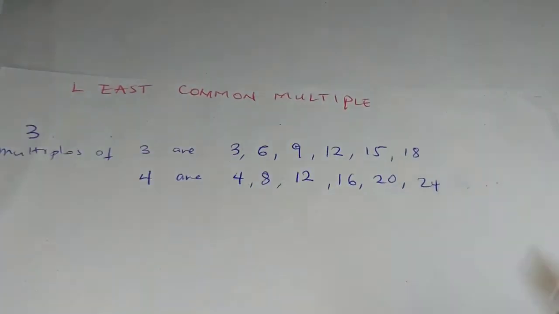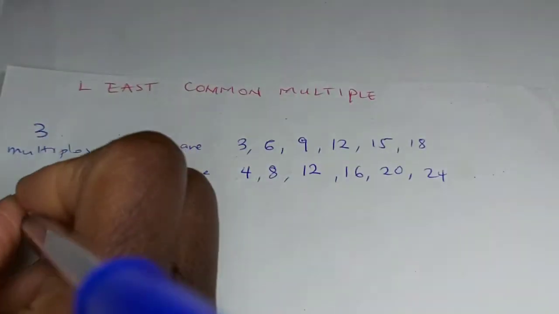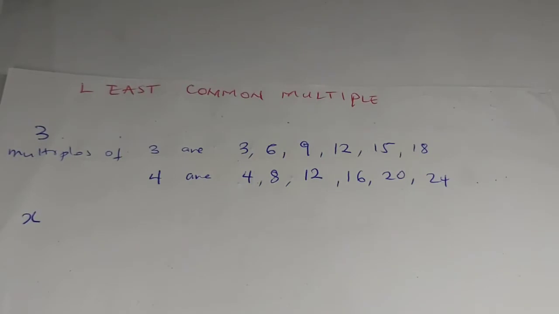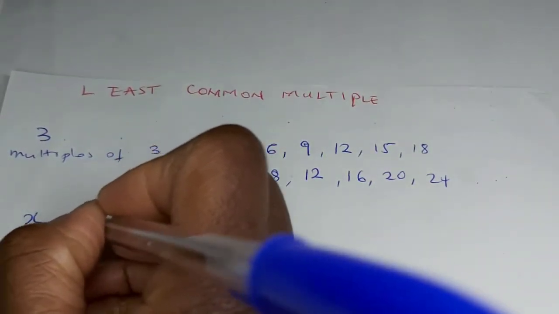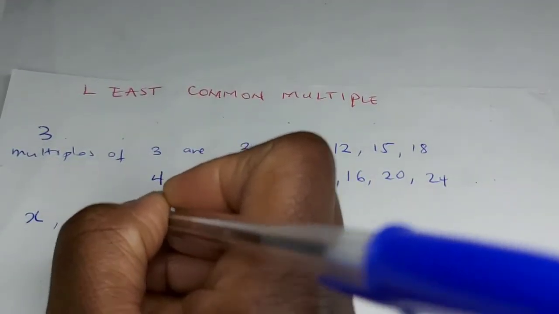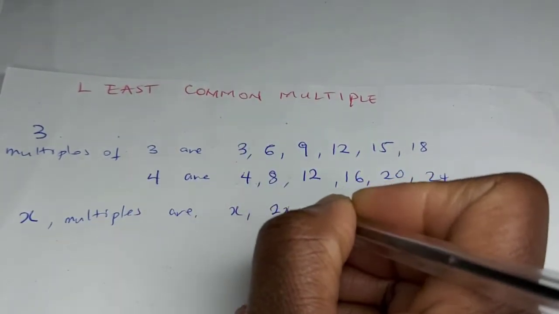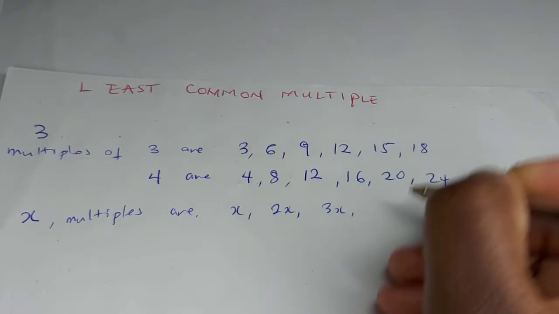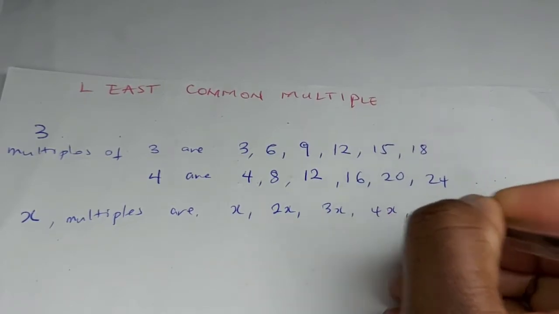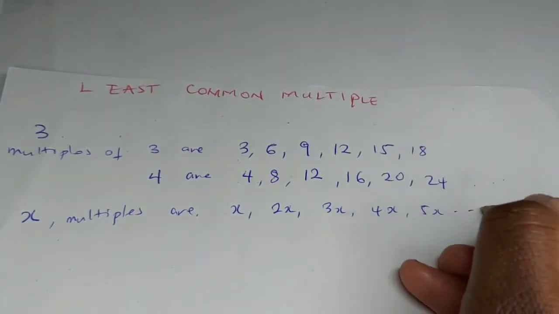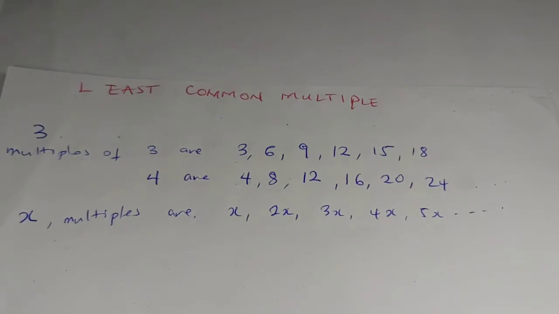Now what is a multiple of a number? If your number is x, the multiples of x are x, 2x, 3x, 4x, 5x, and so on and so forth.